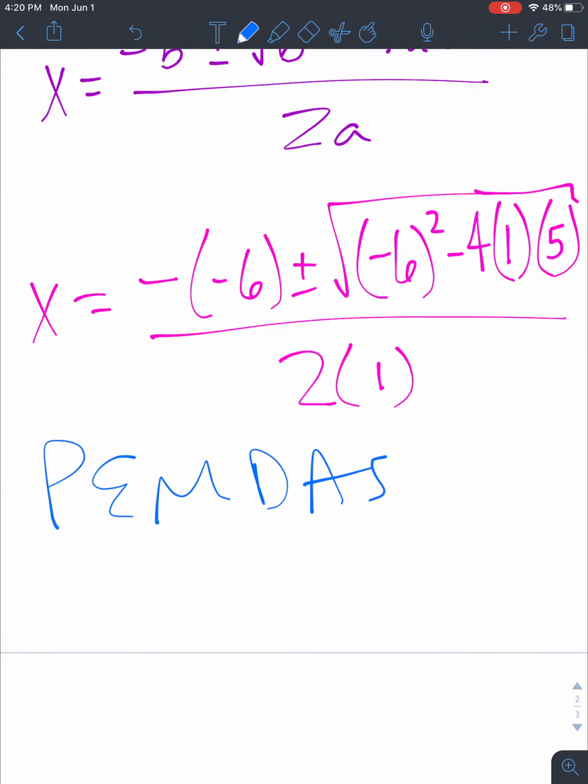All right. So following PEMDAS, we're going to first deal with our parentheses, all right? So we have a few sets of parentheses, but most of them are actually showing multiplication, right? So here we have negative, and then a parentheses, and then a -6. This is actually -1 times -6. So that's a multiplication. We'll save that for later.